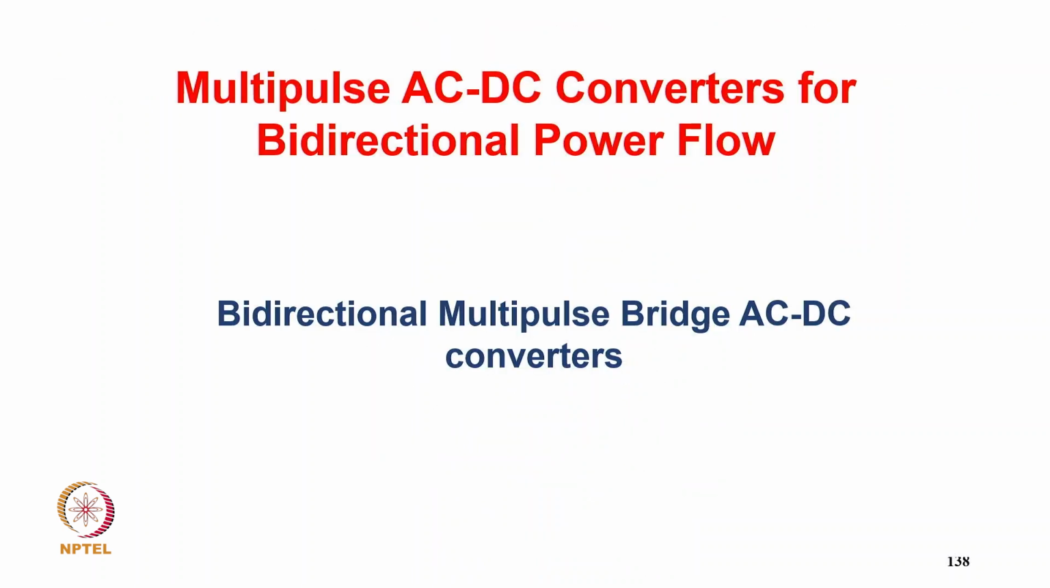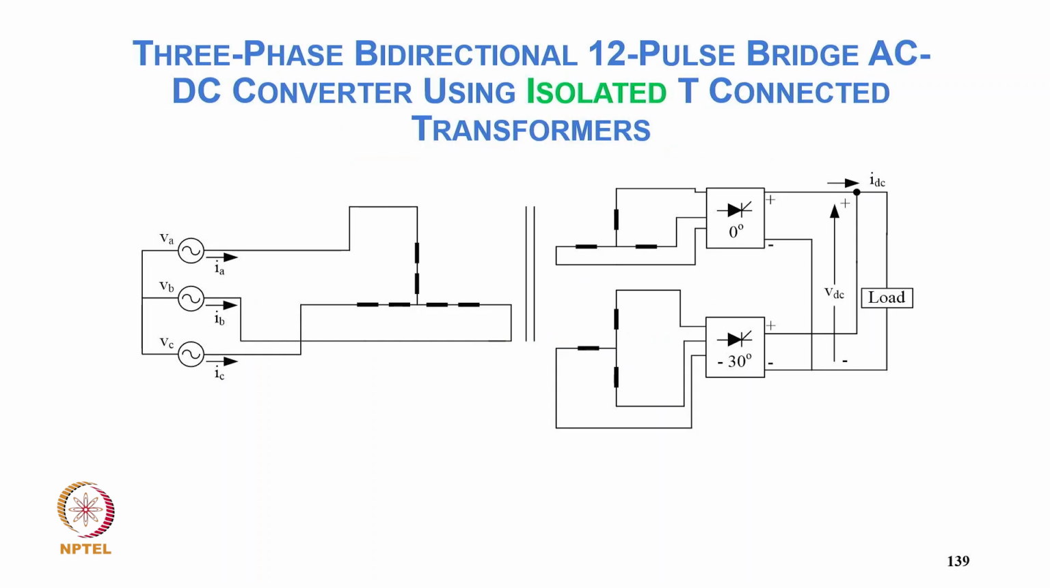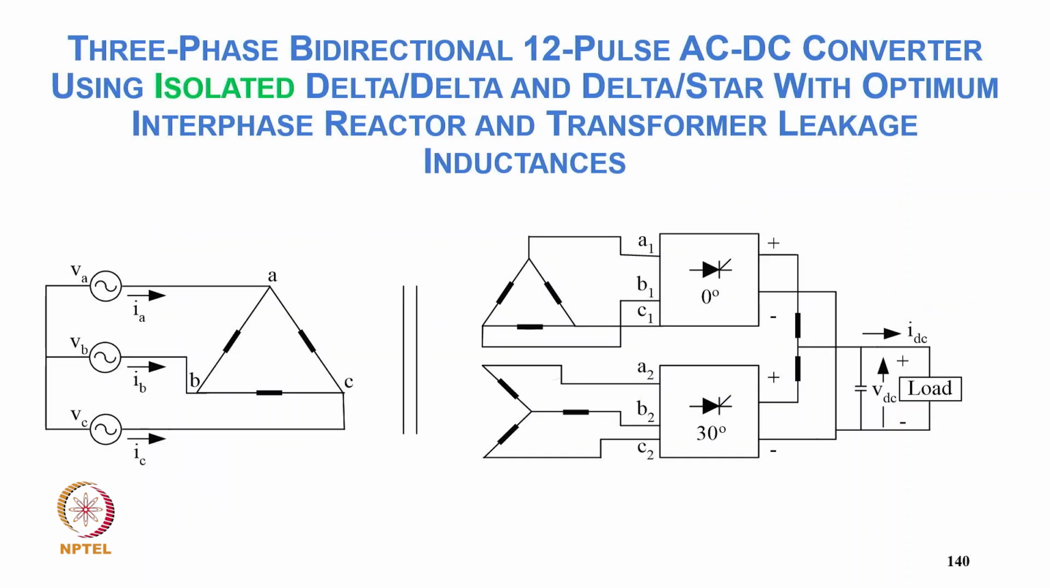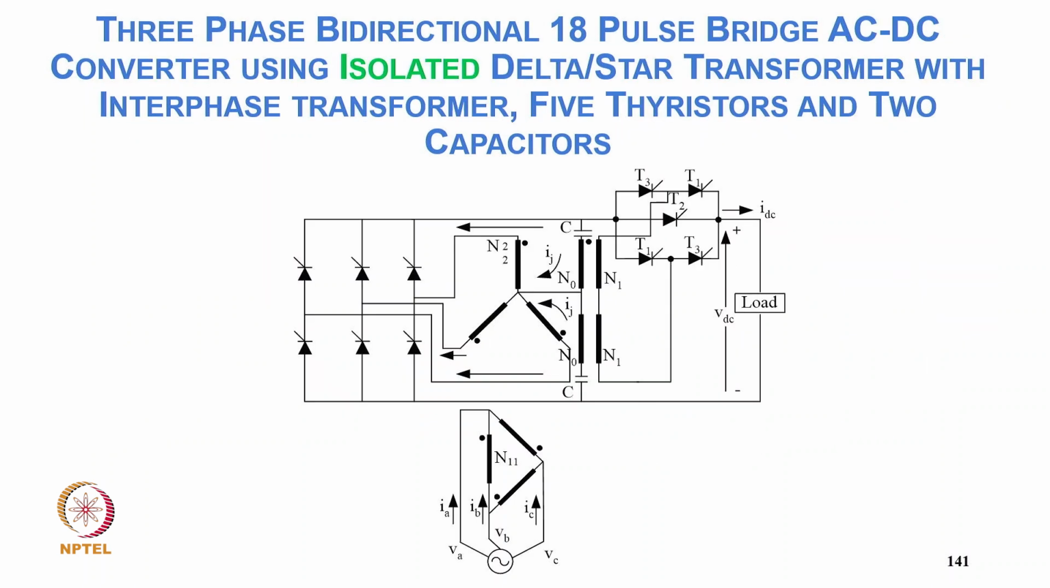Now coming to the bidirectional multipulse bridge converter. So this is again the 12 pulse, which you can call an isolated T connection. You are able to get a phase shift of 0 to 30 degree with the two converters. And here is another set with the star delta connection.